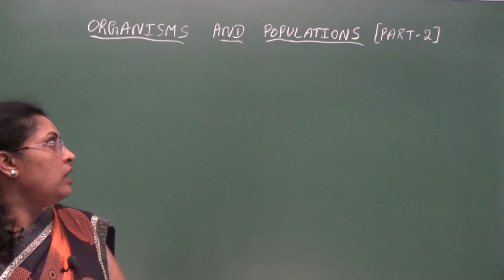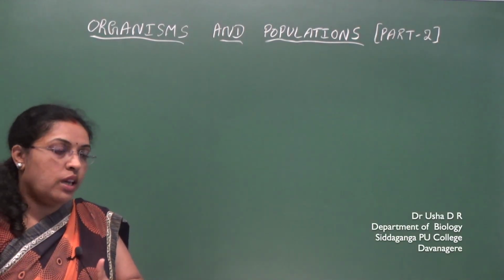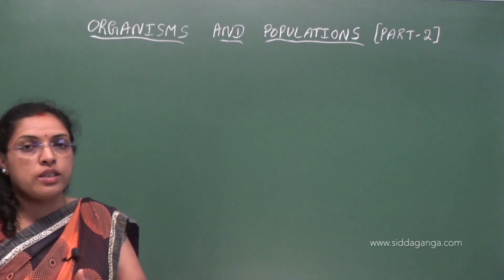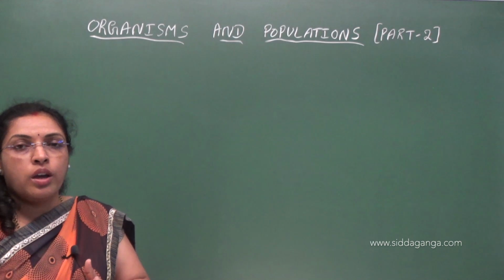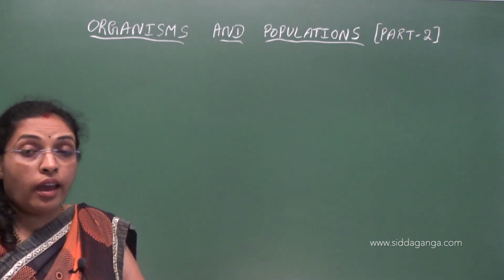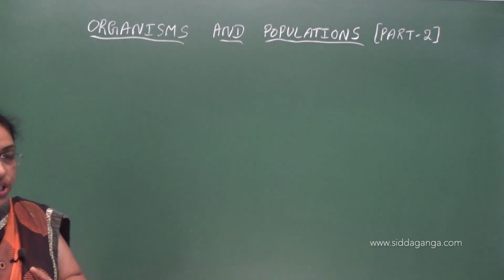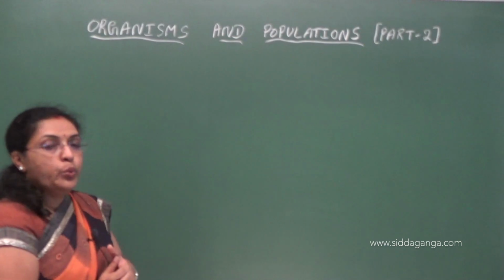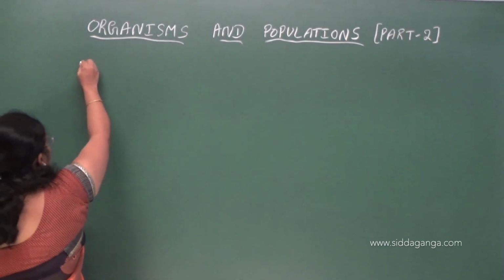Namaste children. Let us continue with the topic organisms and populations. In our last class we discussed the distribution of biomes and also terminology like biological life, habitat, organisms, community and populations. In this class we will discuss abiotic factors present in the environment.